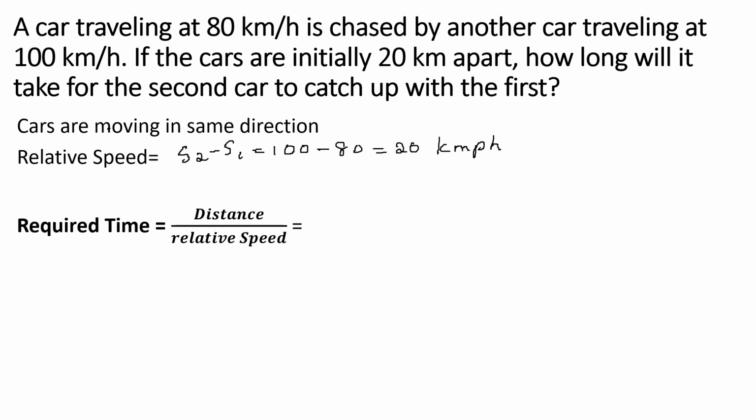So required time for the second car to catch up with the first one will be total distance to be covered divided by relative speed. Now, what is the gap here? 20 kilometers apart. So 20 kilometers divided by 20 kilometer per hour. So that means 1 hour. So within 1 hour, the second car will catch up with the first car.